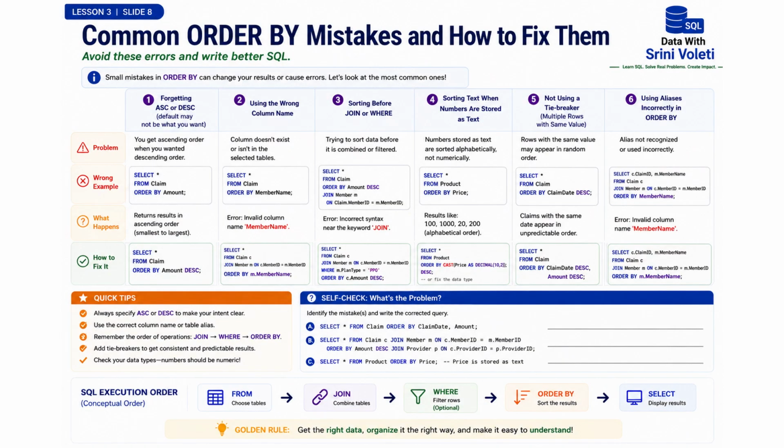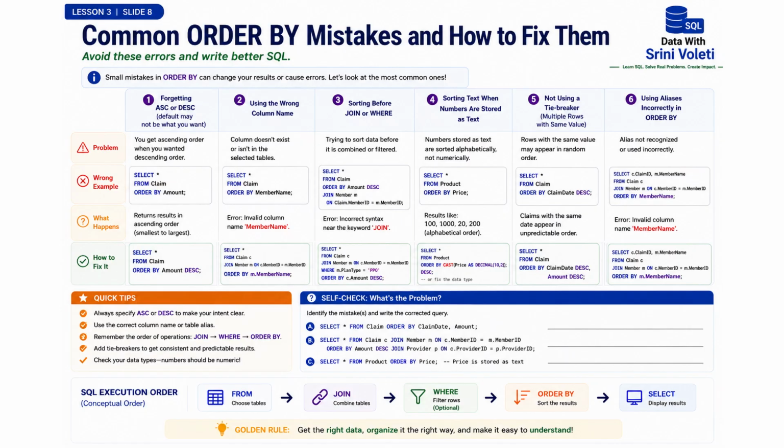Common order by mistakes and how to fix them. Let us learn that. Throughout this lesson, we have learned how to sort data using the order by clause, but even experienced SQL developers occasionally make mistakes. The good news is that most order by errors are easy to recognize and even easier to fix once you understand the cause of them.